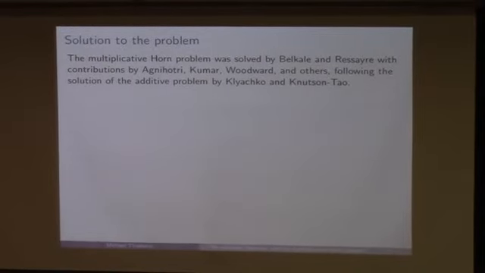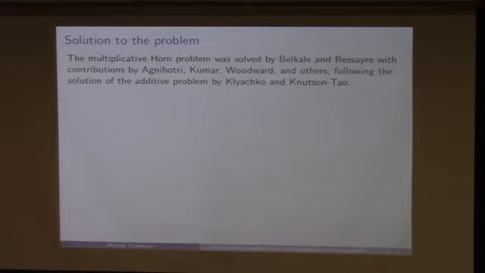Now, I should say that the multiplicative Horn problem is solved. This is not a talk about how to solve the problem, because it has been solved over the last 20 years, I guess, chiefly by the work of Belkale and Vasser, but with contributions by a number of other people, some of whom I've mentioned up there. And if I left out any names, please tell me. I'm sure I did.